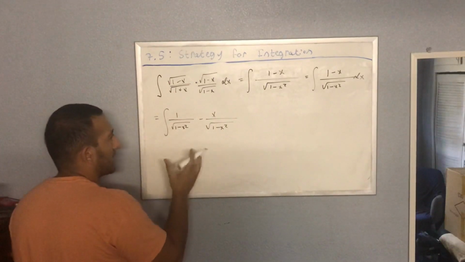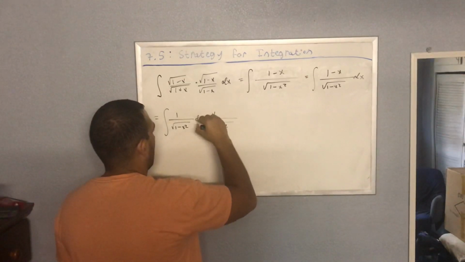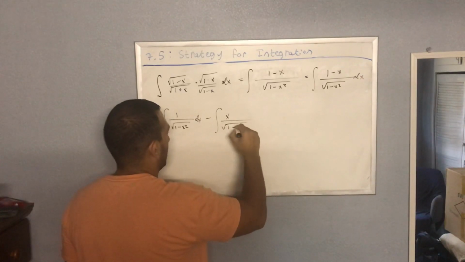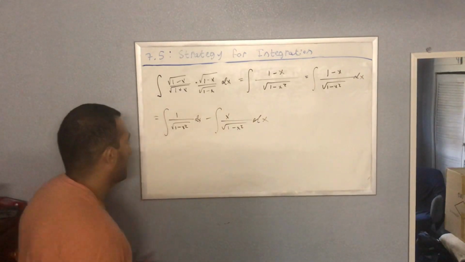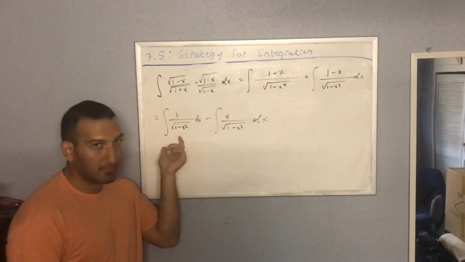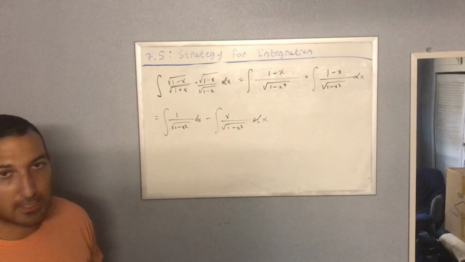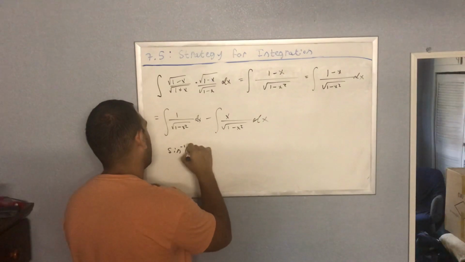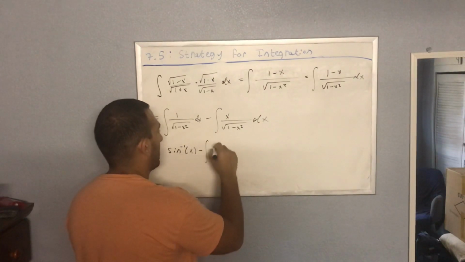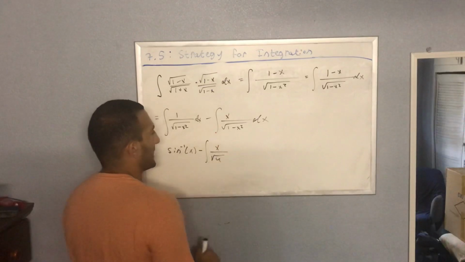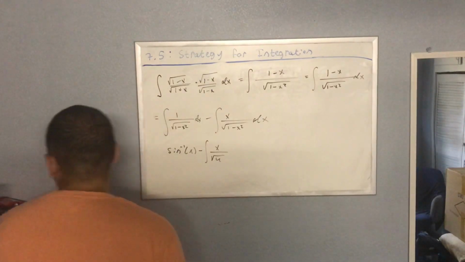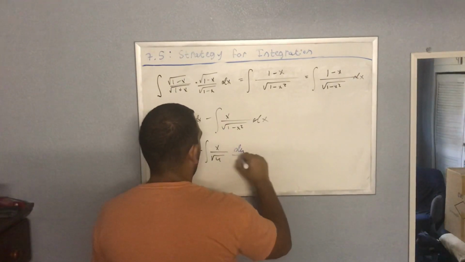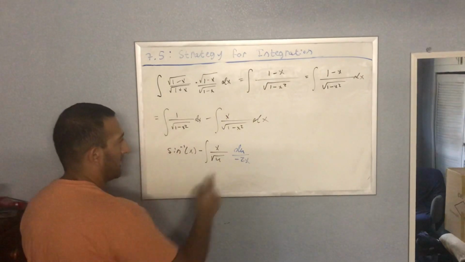So each of these can get their own integral. This one is a very famous integral. It's the integral, I believe, sine inverse, yes. This is just sine inverse. And now this one you can do with the substitution u is 1 minus x squared, because then du over negative 2x will end up being dx.